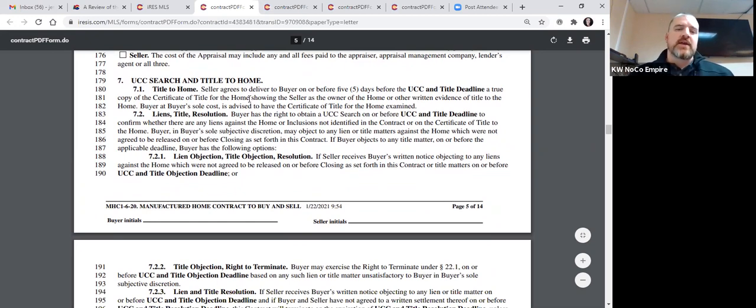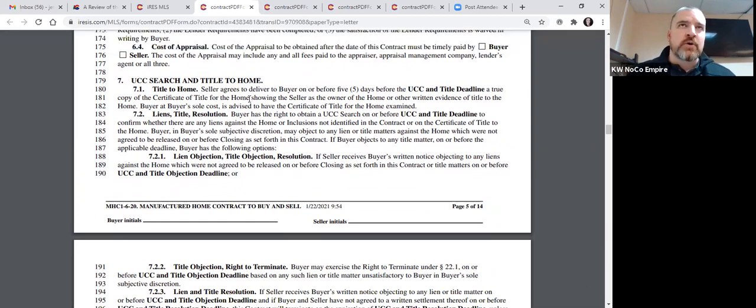So again, if we're talking about a deeded home, which has been purged, right, it has been permanently attached to the real property. It doesn't exist in like the DMV type records anymore. It exists in public records as part of the real property. Then don't use this contract, right? We're only using this for titled homes.